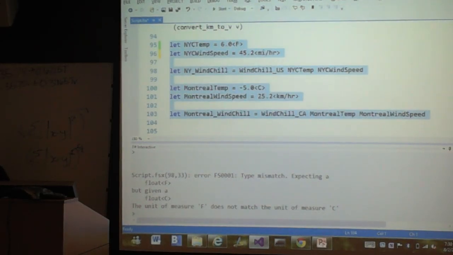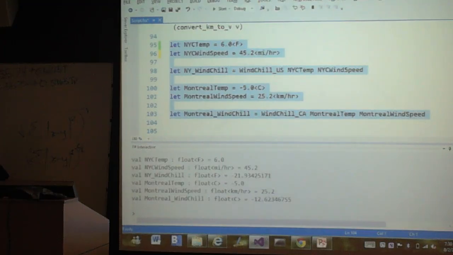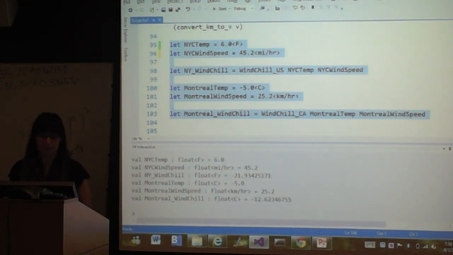We run all of these, and then the Canadian wind chill factor is basically the exact same thing with different constants out front because Celsius is different. But it has the same setup. So you can see that when I send in Celsius and kilometers per hour in Montreal, everything still works. And the only reason you could embed the convert function is because it was attached to the value itself, right?